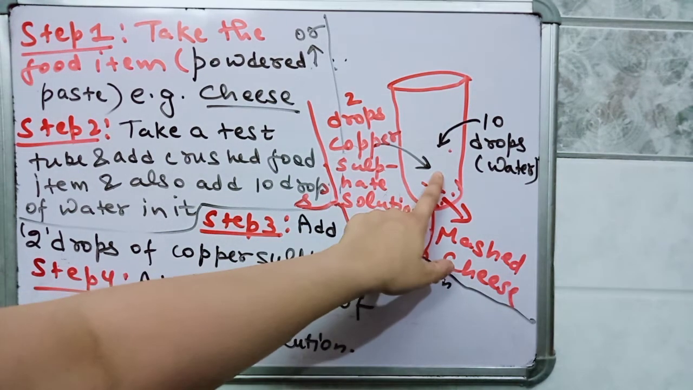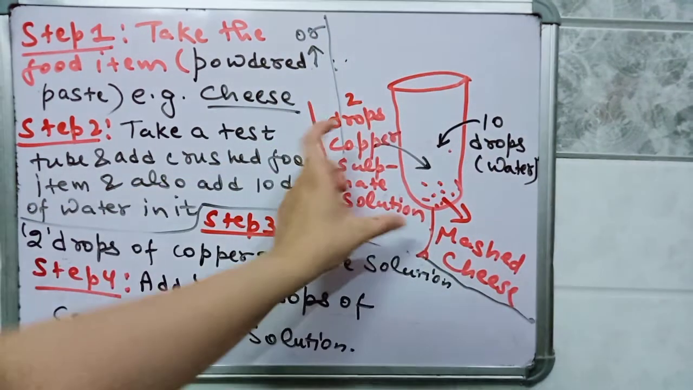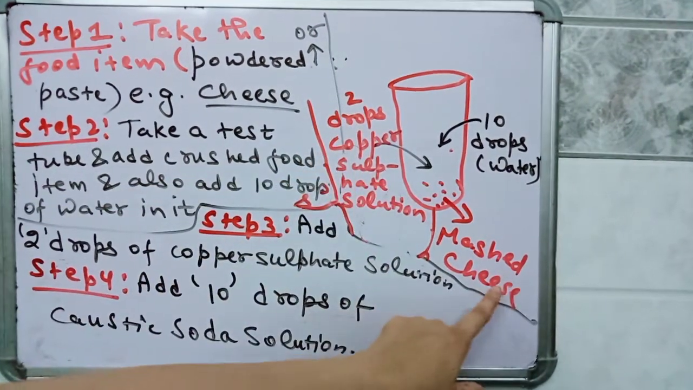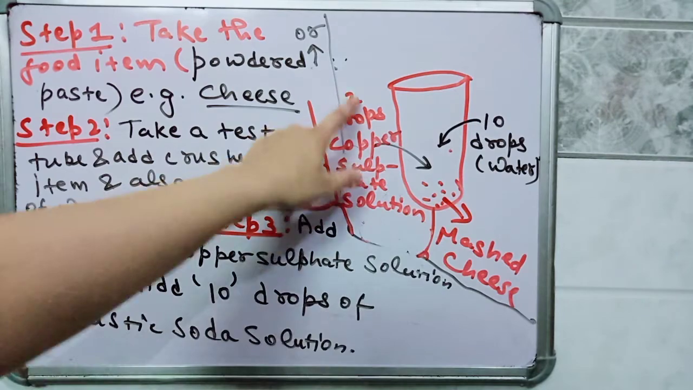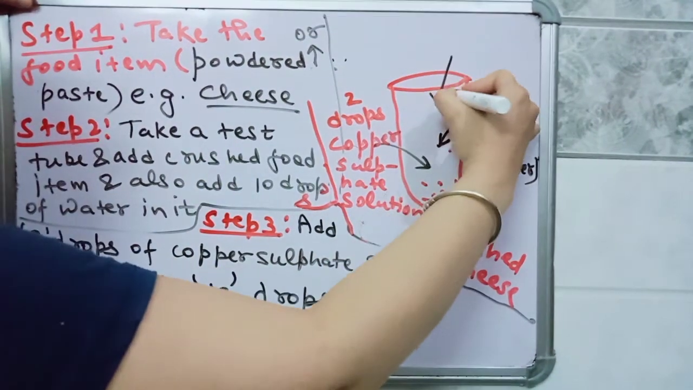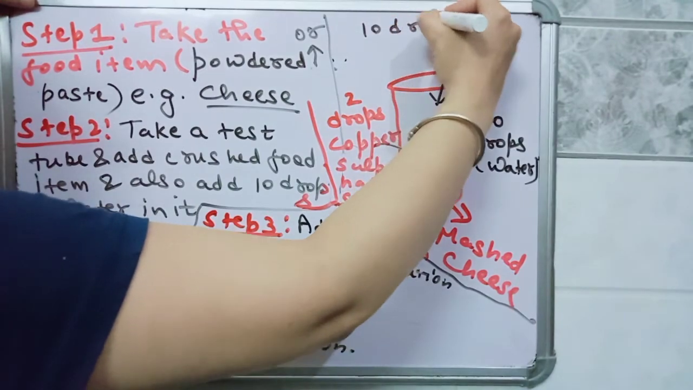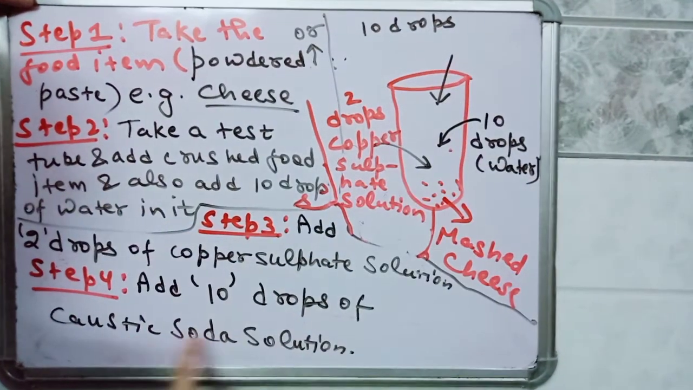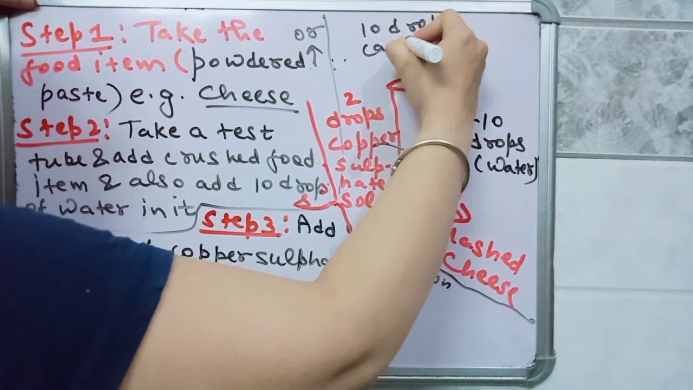In the test tube in which these compounds are already present, mashed cheese, 10 drops of water, 2 drops of copper sulfate solution, add 10 drops of caustic soda solution.